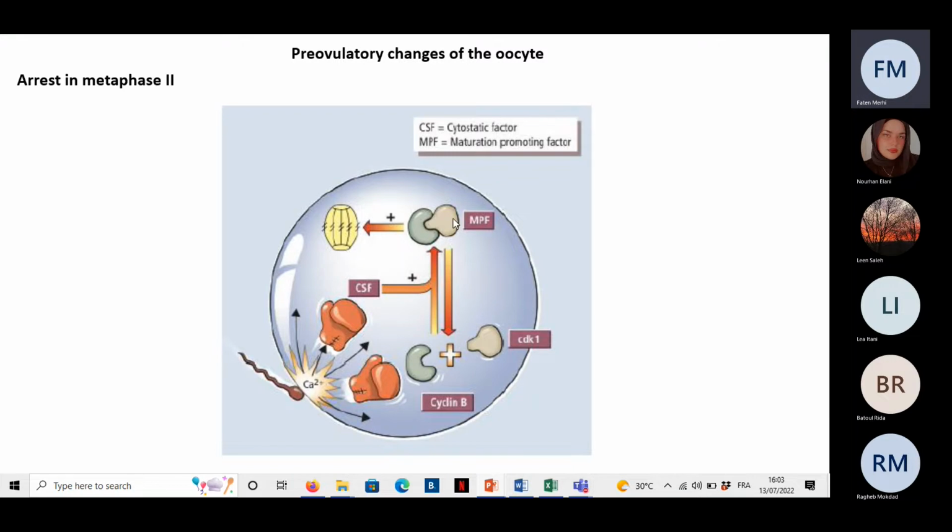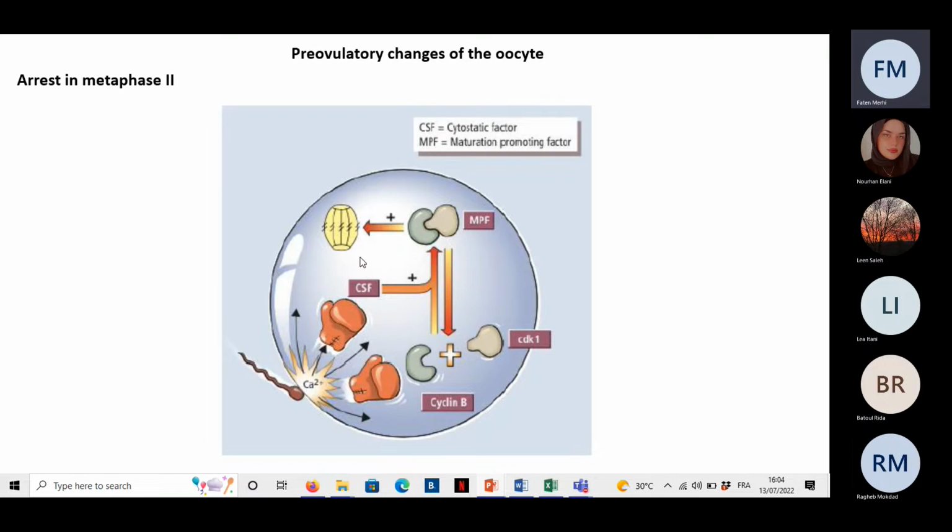And this MPF is made stable due to the action of the CSF. So whenever we have the CSF, the MPF is stabilized. If there is no CSF, we'll see how now, the MPF will be no more stable. So we will have a dissociation of the complex, and the microtubule spindle will no more be kept stabilized, and the cell can exit the metaphase 2 to continue the meiosis 2.